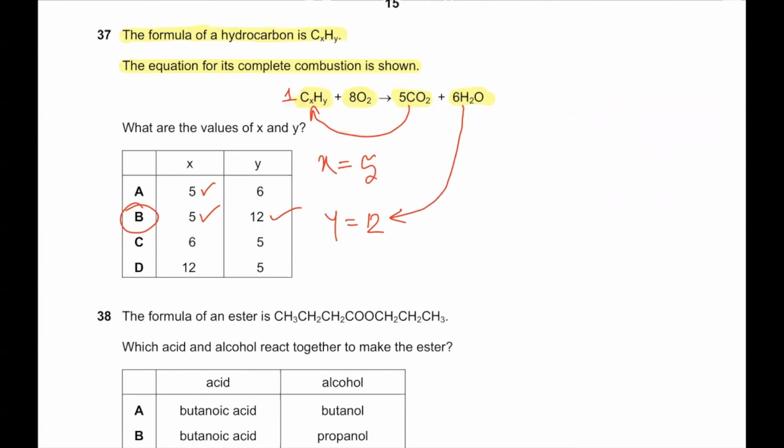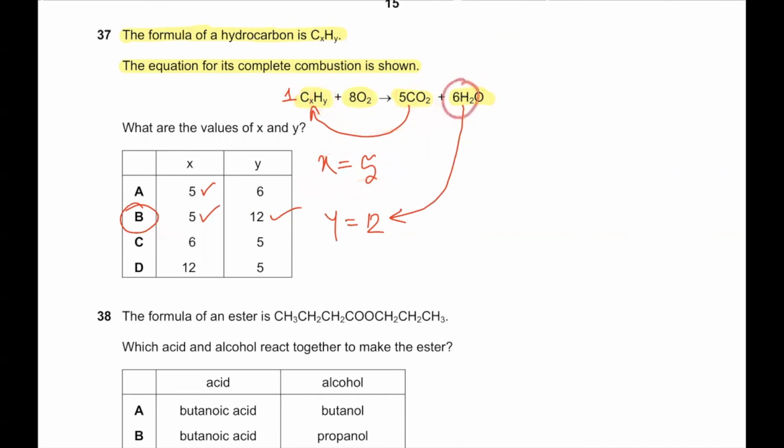Keep watching the videos, and definitely in another video I'll show you how you will divide with a different number to find out the balancing. But here, because it is 1 mole, no division is required. Whatever the number of carbon will be the number of carbon dioxide, and thereby that will be the X. Whatever the number of hydrogen will be divided by 2 to find the number of water.